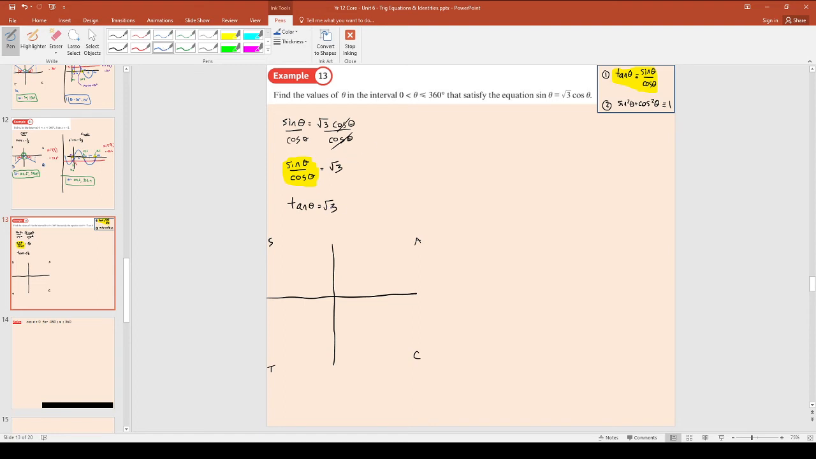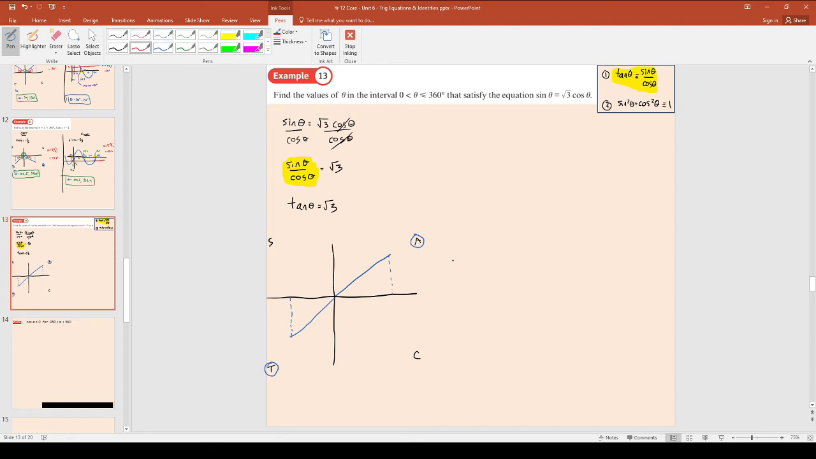Tan of theta is root 3. Now it's a positive root 3, okay? So the answer is positive. Where is tan positive? Well, it's positive here in A, where they're all positive. And it's positive here in T, where tan is positive. So it's these two quadrants. So you draw sticks into them, always horizontally, always to the x-axis.